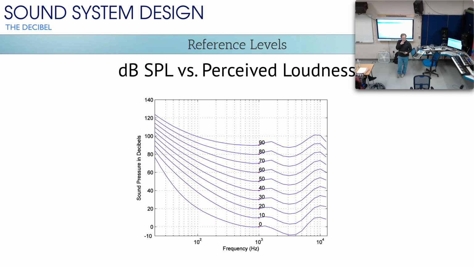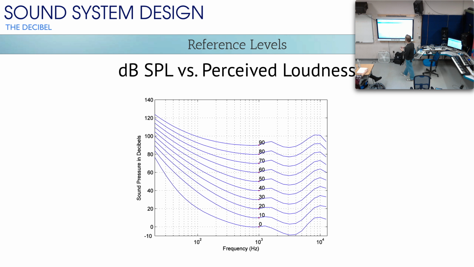There's an interesting thing here about the way we perceive this, and this is important to understand. Because it turns out that we don't perceive every frequency the same way. So when we say that 0 dB SPL is the threshold of hearing, that's true, but only for a certain frequency. There would be other frequencies where your threshold of hearing would be different.